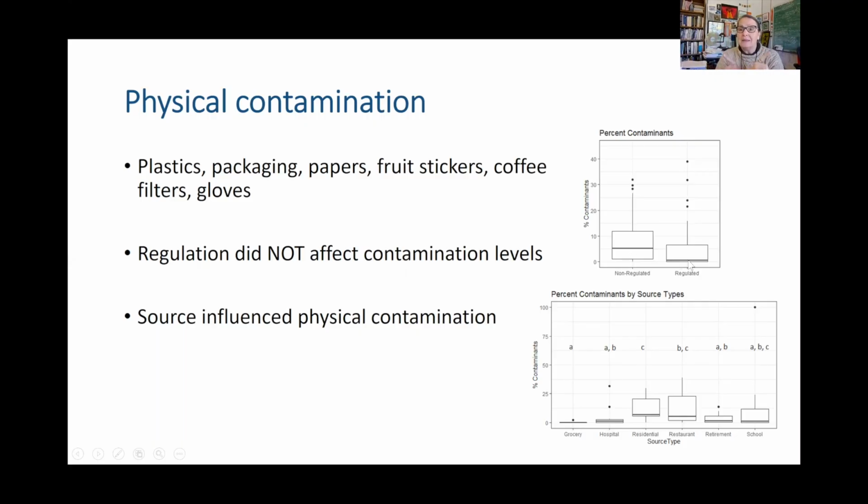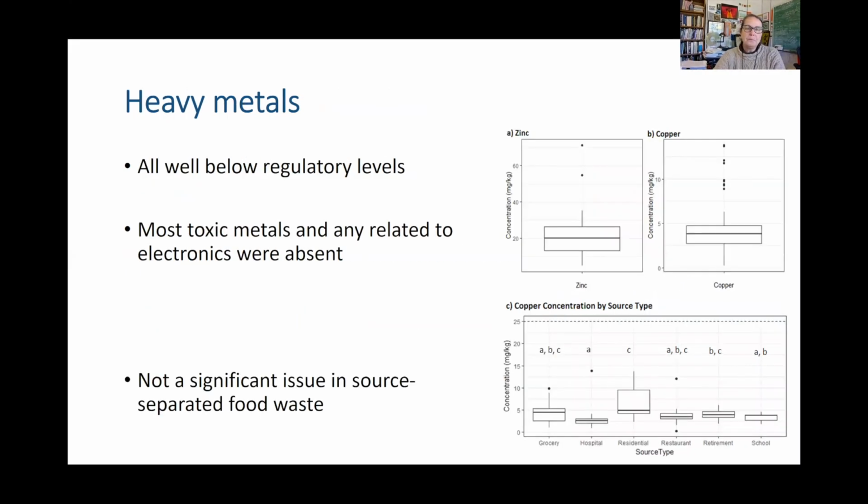We were expecting the exact opposite, that people who were forced to separate their food waste would have a higher amount of contamination than people who were doing it voluntarily. And so once we took out the grocery samples, which didn't have a comparator in the non-regulated samples, we found that there was no difference. So our first hypothesis that voluntary participation would improve the quality of the waste was proven false.